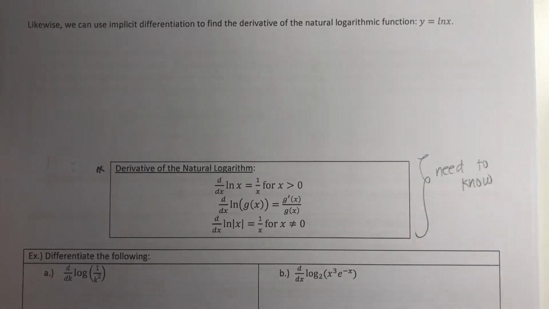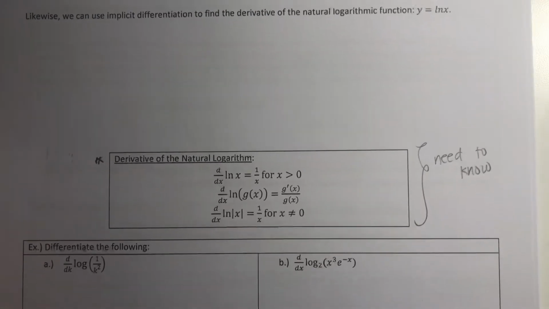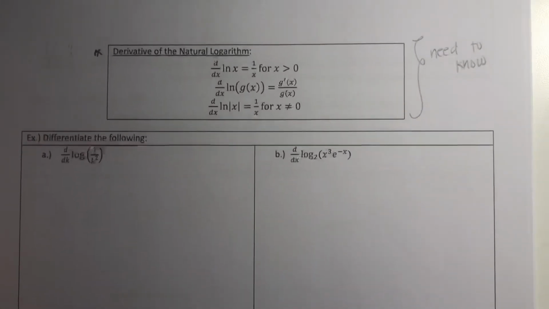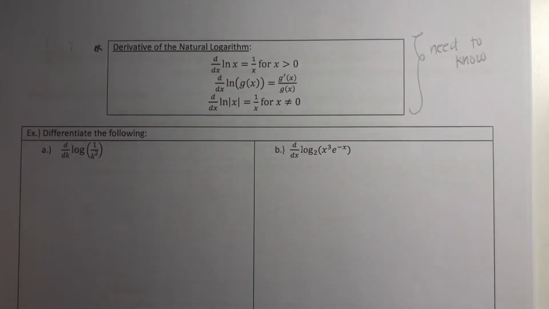And these are derivatives of natural logarithms. And so really quick, notice that there's absolute values in here. And again, you need to be careful because that value needs to be positive that you're taking your log of. So just be careful of that. So the next thing is examples. They say differentiate the following.